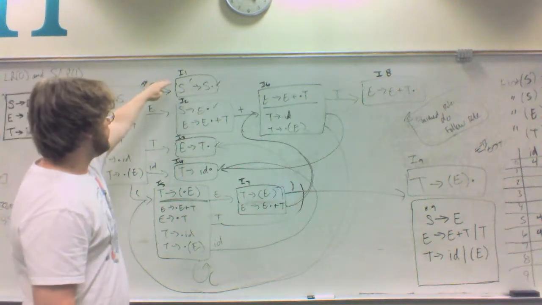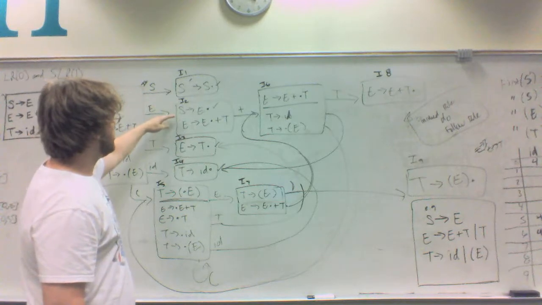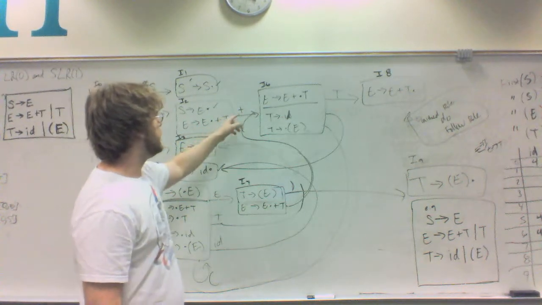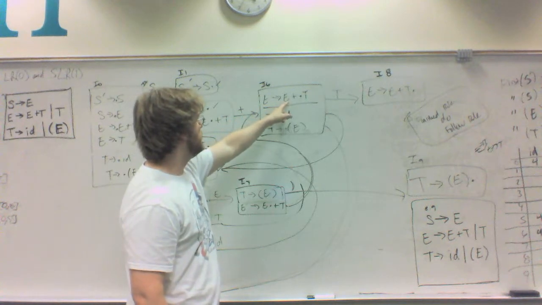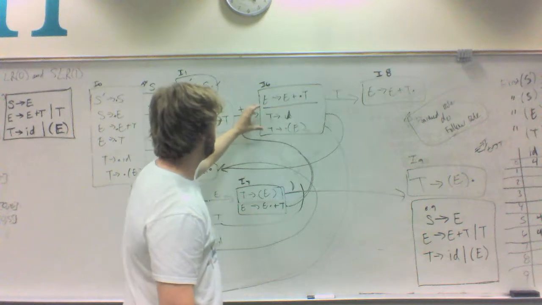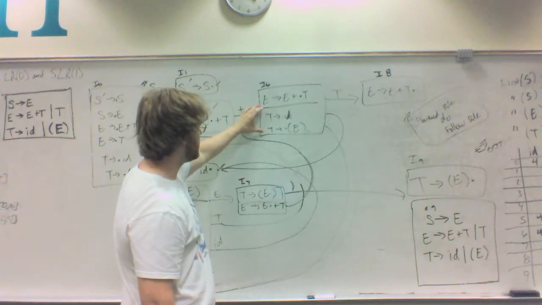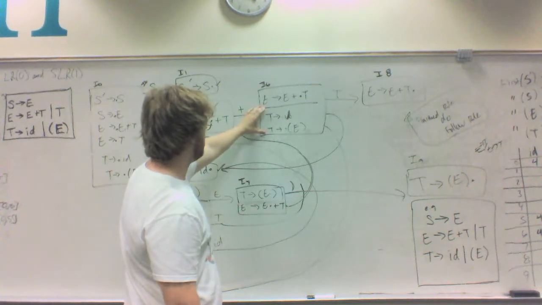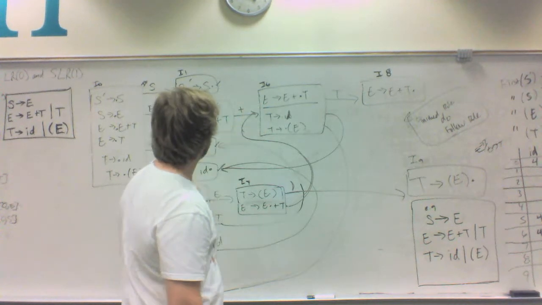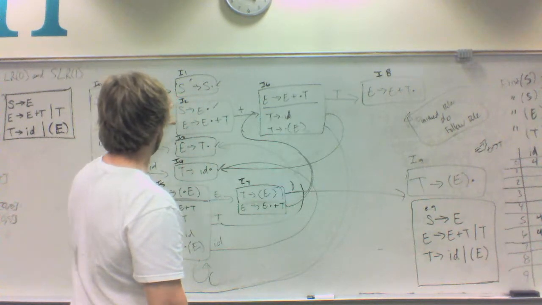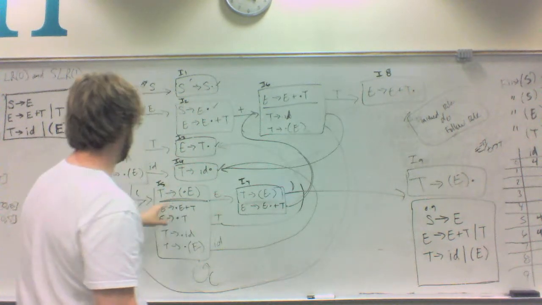So now, coming back down the line, we have node I2, and we're seeing a plus symbol. Seeing a plus symbol will lead us to E goes to E plus dot T. Because there's a dot T, we'll have to include the rules from I0 for T. And as you can see, those are contained here. Now, the next node that's not finalized is node I5.